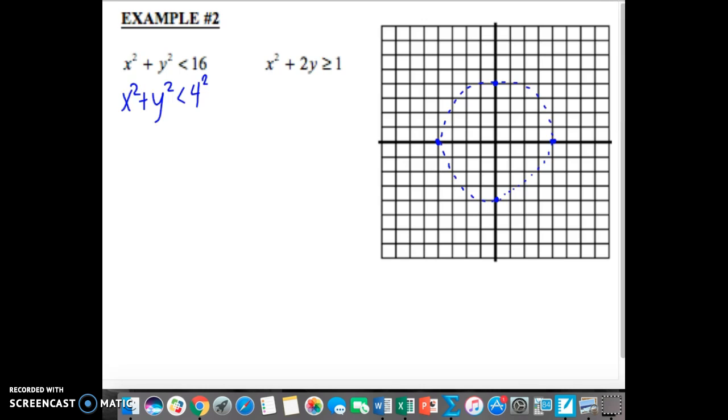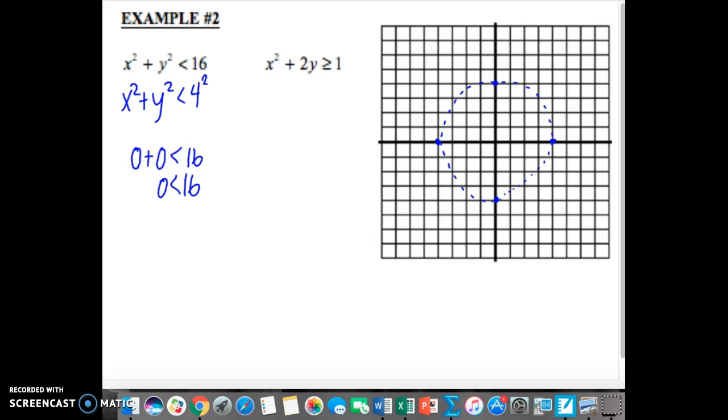Thinking of where to shade in this circle, the origin is not located on the circumference of the circle, so we can use the origin as an ordered pair to test. So 0 plus 0 is less than 16. Certainly 0 is less than 16, so we would be shading inside the circle.